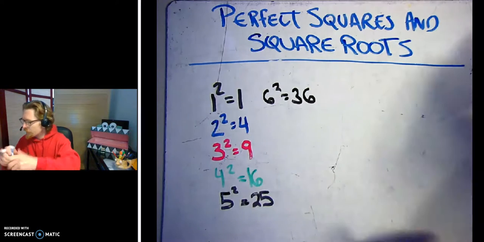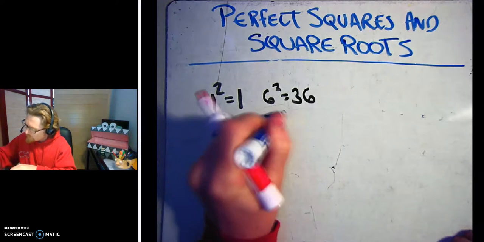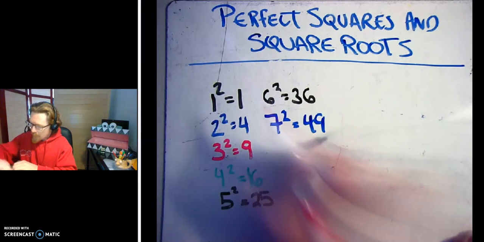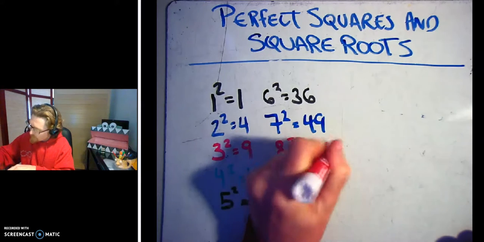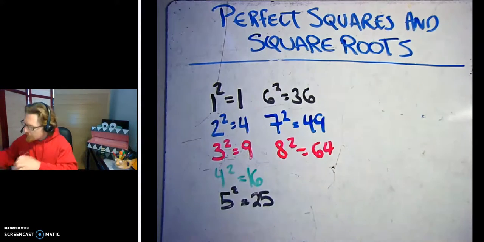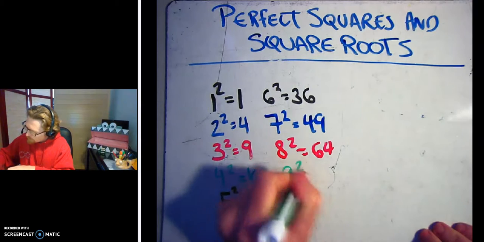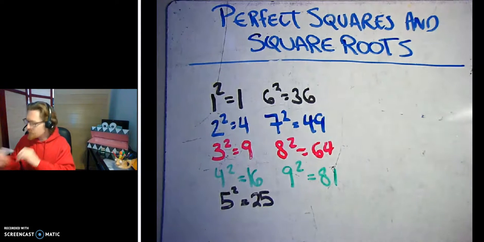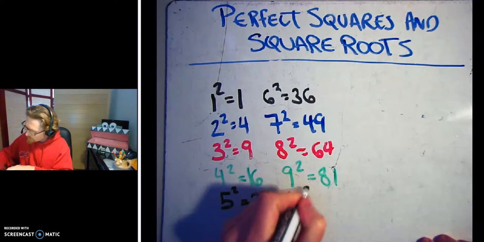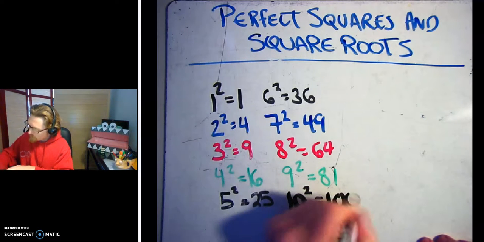7 squared is 49. 8 squared is 64. 8 times 8 is 64. 9 squared is 81. 9 times 9 is 81. And 10 squared is 100. 10 times 10 is 100.